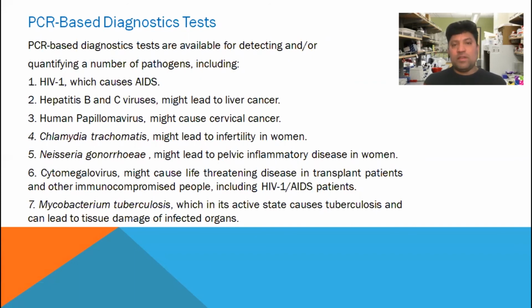PCR-based diagnostic tests are available for detecting and or quantifying a number of pathogens, including HIV, which cause AIDS, hepatitis B and C viruses, leading to viral cancer, human papillomavirus cause cervical cancer, chlamydia trachomatis lead to infertility in women, Neisseria gonorrhea lead to pelvic inflammatory disease in women, cytomegalovirus that cause life-threatening disease in transplant patients, and other immunocompromised people, including HIV and AIDS. Mycobacterium tuberculosis, which in its active state cause tuberculosis and can damage the tissue of the lungs, kidney, and bones.